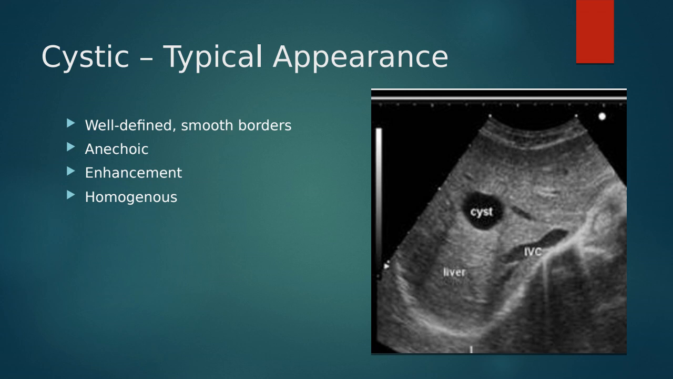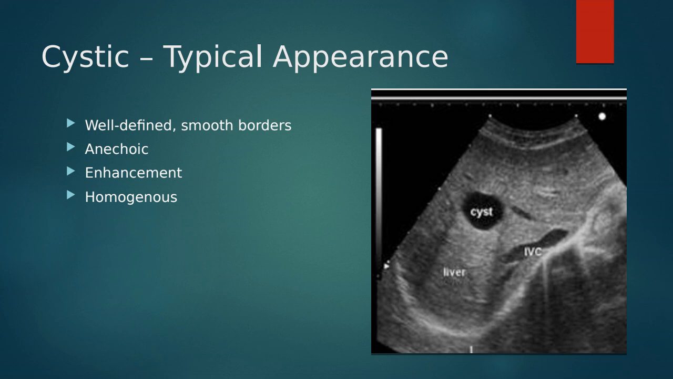So when we give something the term cystic, we're saying, hey, this is most likely a benign cyst if it meets all of these characteristics. It's perfectly anechoic, it has enhancement, homogeneous, well-defined with smooth borders, and it's oval in shape. So that is something that we term cystic for a cyst.